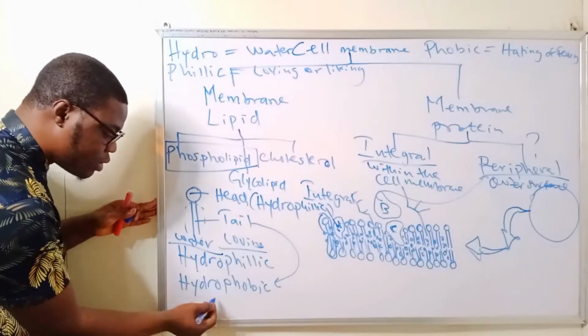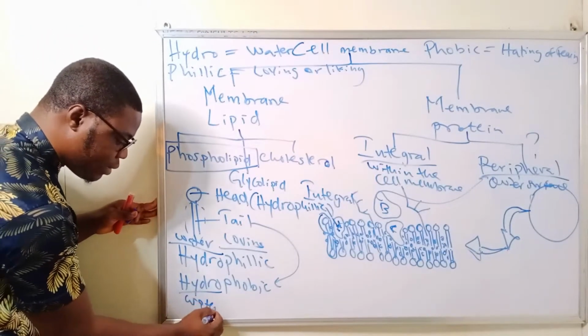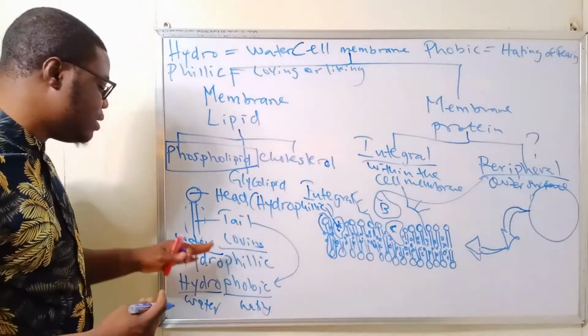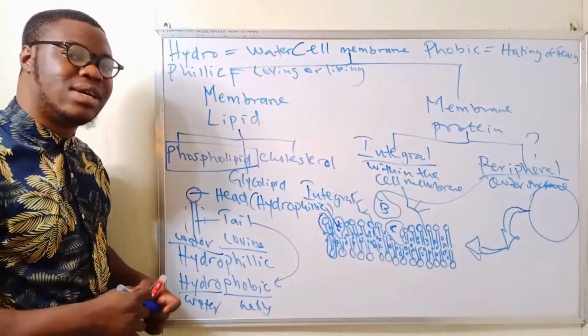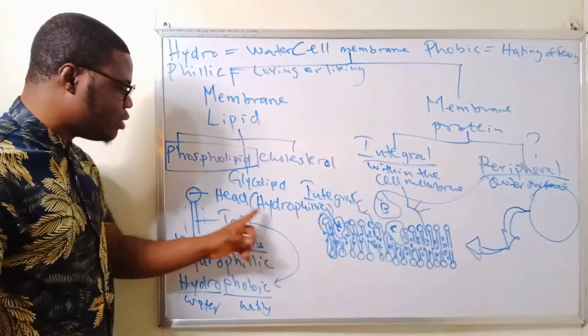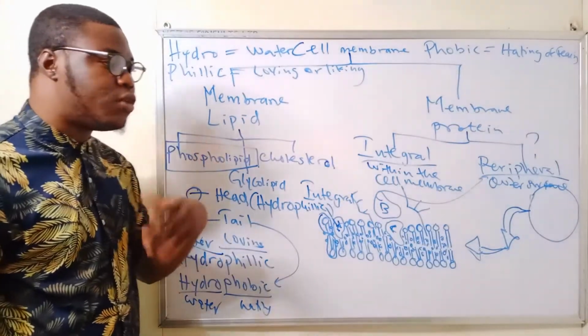But the tail would now be what? Hydro, water, phobic, hating or fearing. So the tail is water hating. And now what is the significance of all these things? We said the head is hydrophilic in nature, which means it loves water.